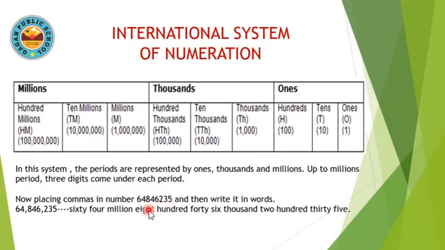Now three digits will come under one period. Like 1 stands for 100. This will come in the ones period. So the comma will come. Then 1,000, 10,000, 100,000. Then the comma will come. Now it will become 64,846,235. Okay. Now I think you have understood the difference between the international system and the Indian system.